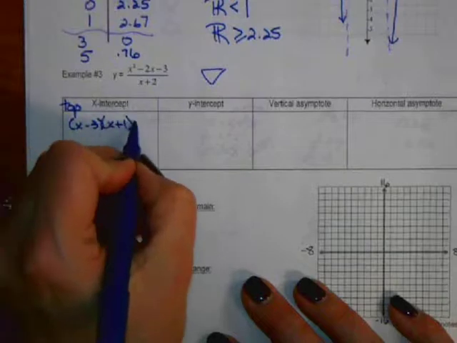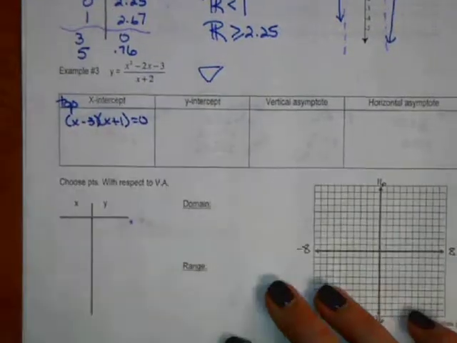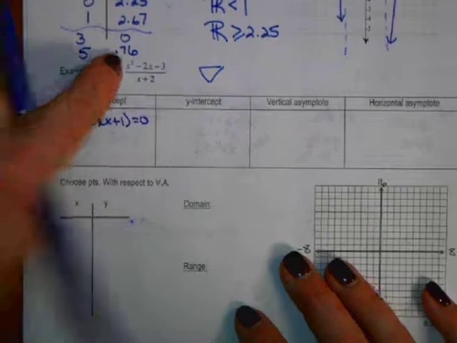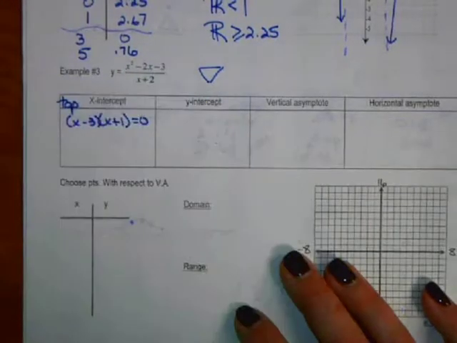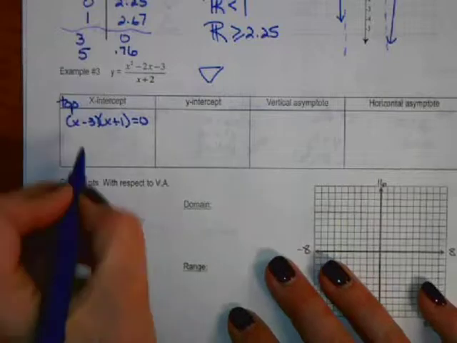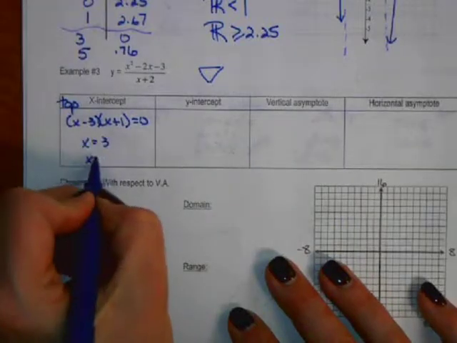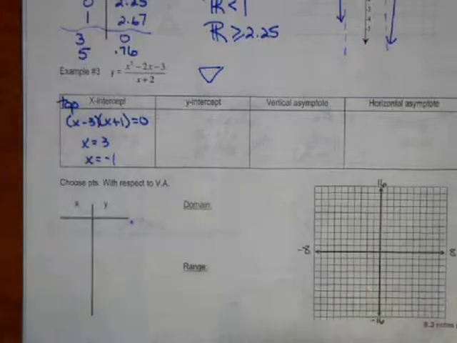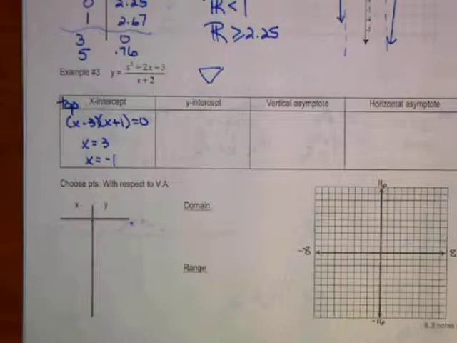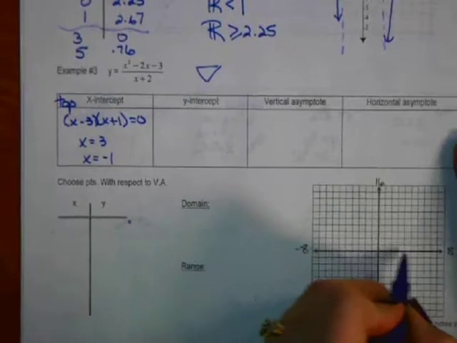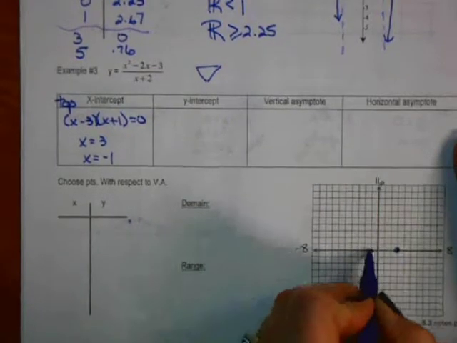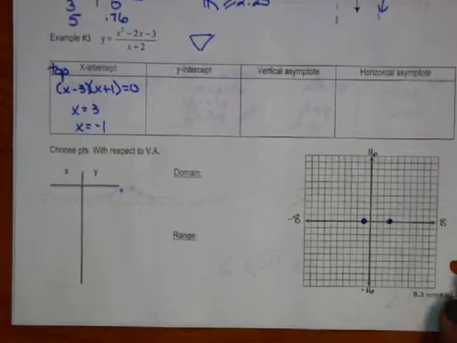Are you having fun yet? If this is 1, just look at the end. Factors of -3 that add to -2. So x equals 3 and x equals -1. Those are my x-intercepts. Intercepts, not asymptotes. So put a dot there and there. Okay?